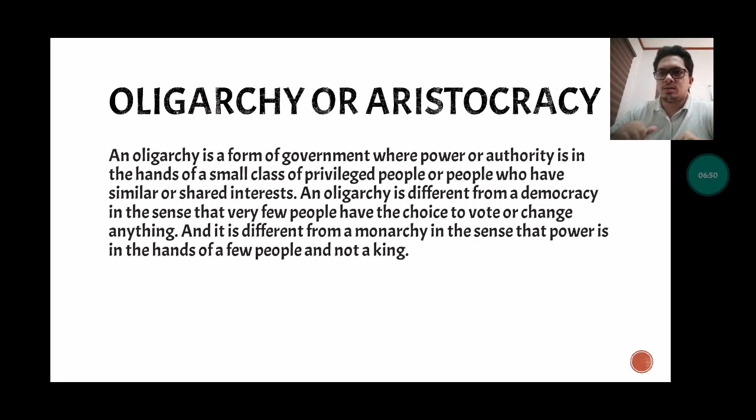The next one is oligarchy or aristocracy. An oligarchy is a form of government where power or authority is in the hands of a small class of privileged people or people who have similar or shared interests. An oligarchy is different from a democracy in the sense that very few people have the choice to vote or change anything, and it is different from a monarchy in the sense that power is in the hands of few people and not the king.